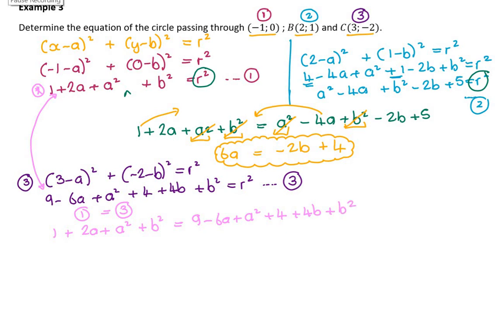Now again we can neaten this up. I have a b squared and a b squared, and so they will disappear, and I have an a squared and an a squared, so they will disappear. And this is the beauty of circles. The a squareds and b squareds always cancel, so it's never as threatening as it looks.